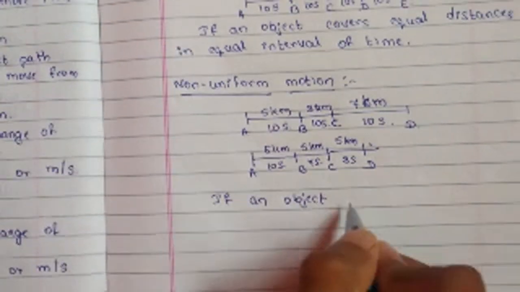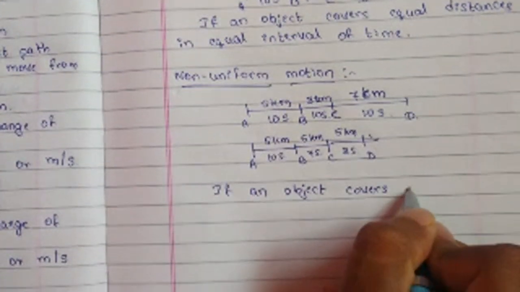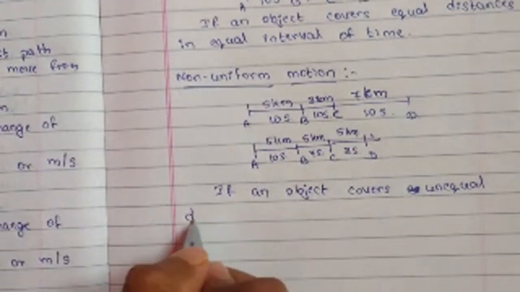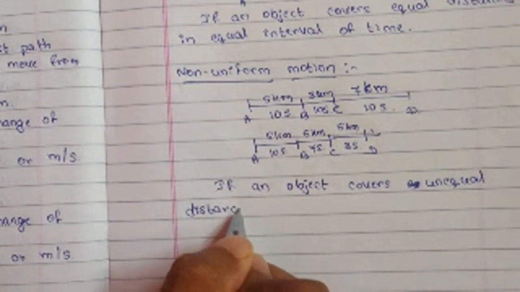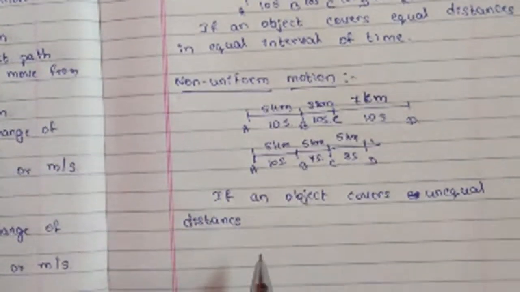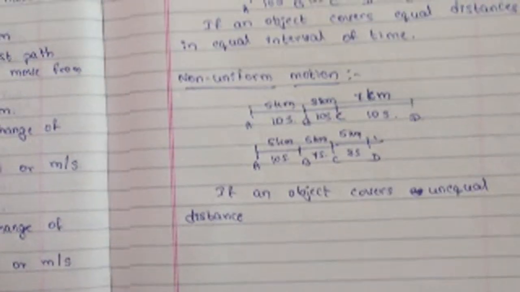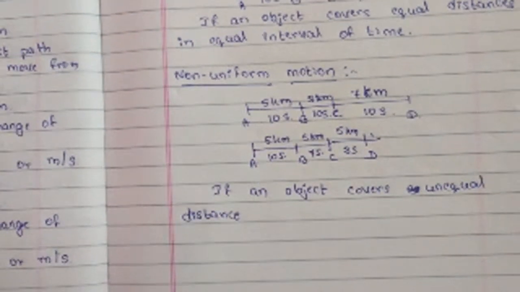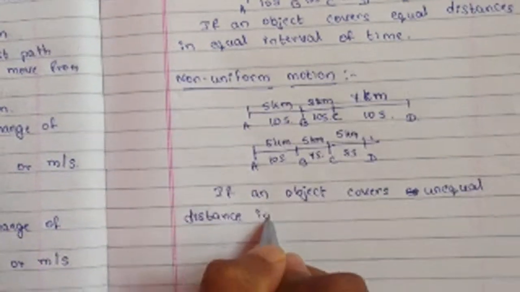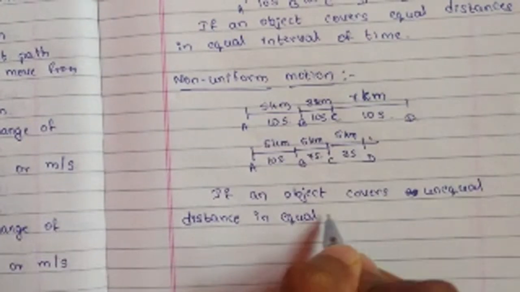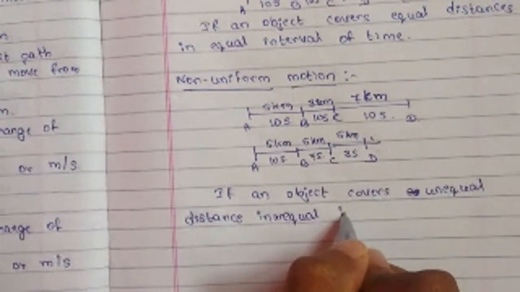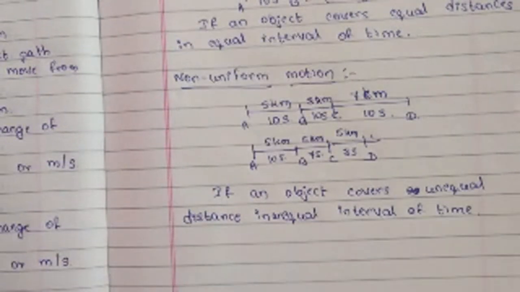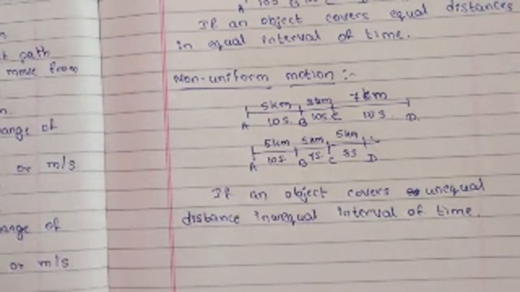covers unequal distance in equal interval of time, or if an object covers unequal distance in equal or unequal interval of time, it is non-uniform motion. Okay, this is about non-uniform motion.